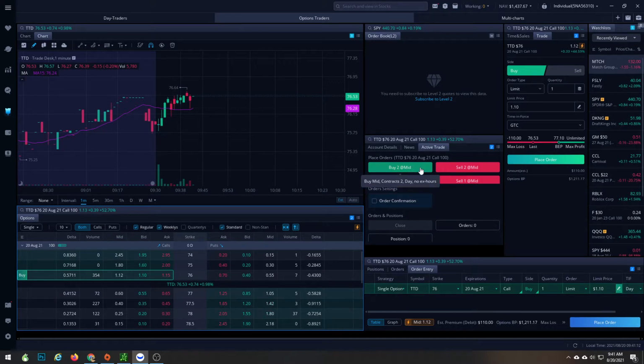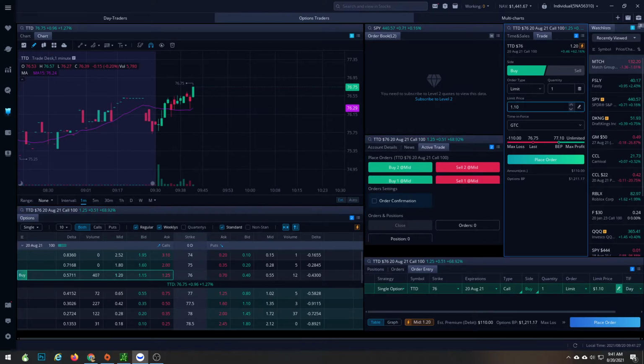We'll get 2 contracts. I'm looking for a better price. I want to get in at 110. Oh, it might pop right before I'm ready. So what I'll do is I'll put in a limit at 110.2.